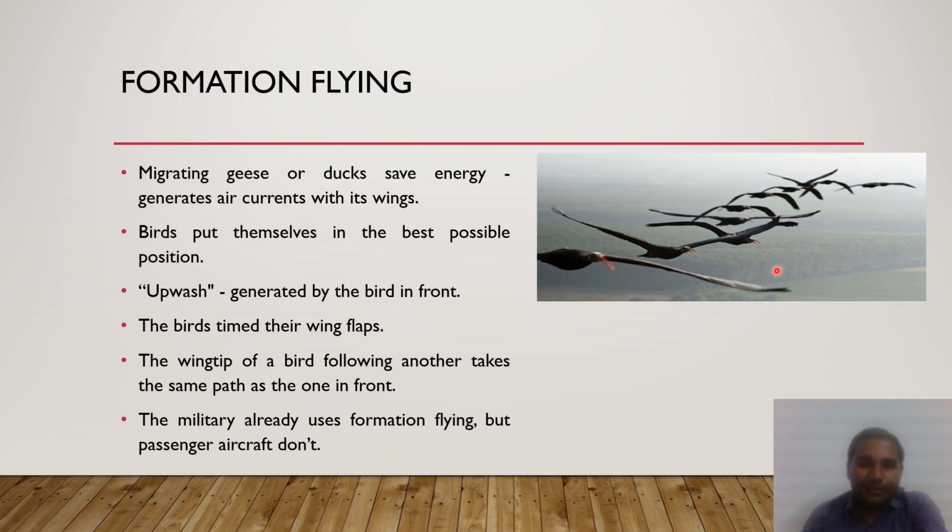Let's consider this group. The bird at the front will create an upward air force. This upward air force will be used effectively by the bird flying at the aft, and this will continue until the end of the group. This effective use of air current, by keeping the wingtips very close to each other, makes the V formation flying successful, especially in migrating birds. The birds time their wing flaps to catch the upwash. The wingtip of a bird following another takes the same path as the one in front.